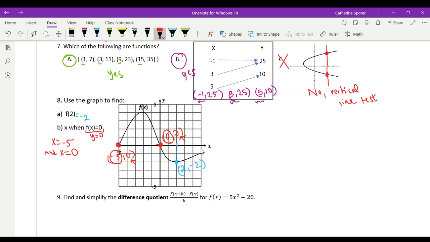So whenever you have the input, like part A, and you're finding the output or the y value, there's only going to be one answer. But for part B, when you have the output and you're finding the input, it's possible that you could have multiple answers.